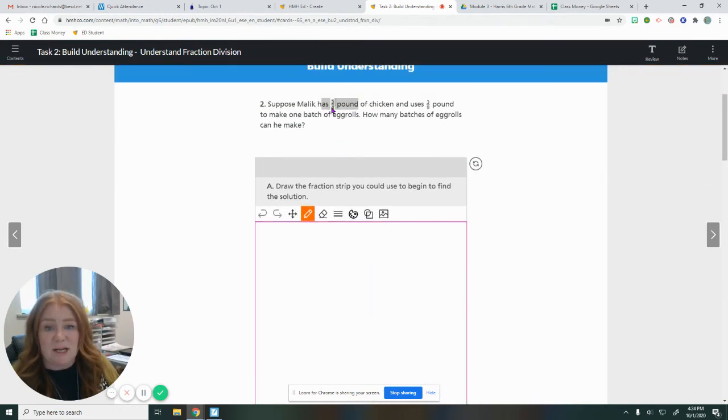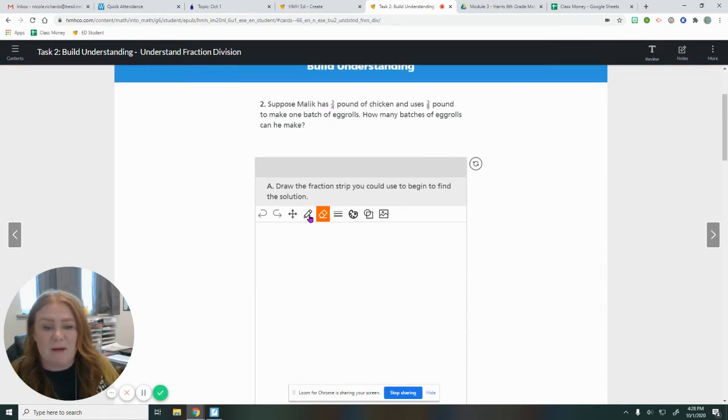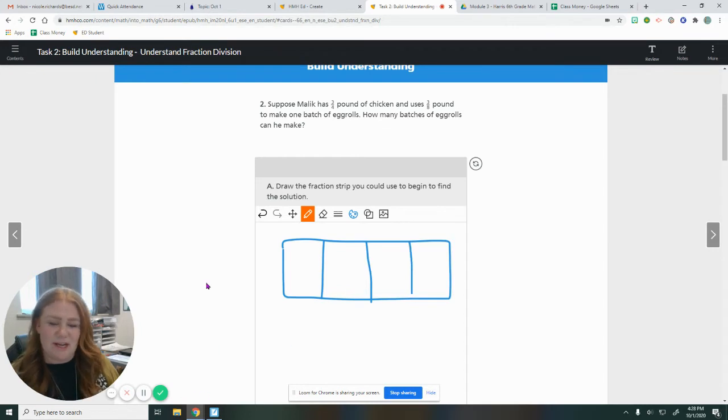So I want to start and draw that 3/4 here. We're going to start with what we know he has, which is 3/4 of a pound of chicken. So we're going to draw our chicken here. I don't know what kind of chicken comes in a rectangle, but that's okay. So here's our chicken. You could even give it a little beak here and some legs. Here's my chicken, okay? There we go.